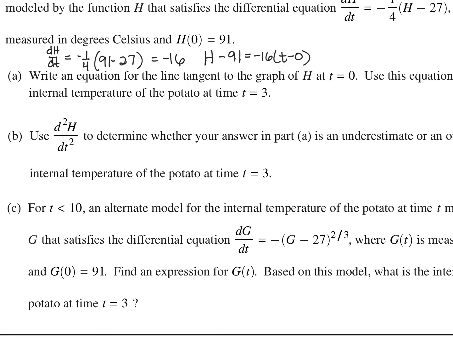Use the equation to approximate the internal temperature of the potato at time t equals 3. So we would just plug in t equals 3. Negative 16 times 3 is negative 48, right? 91 minus 48 would be 43. So that's t equals 3, so h would equal 43 degrees Celsius.